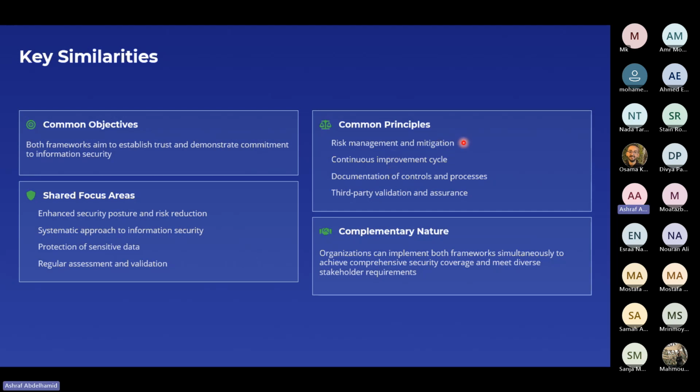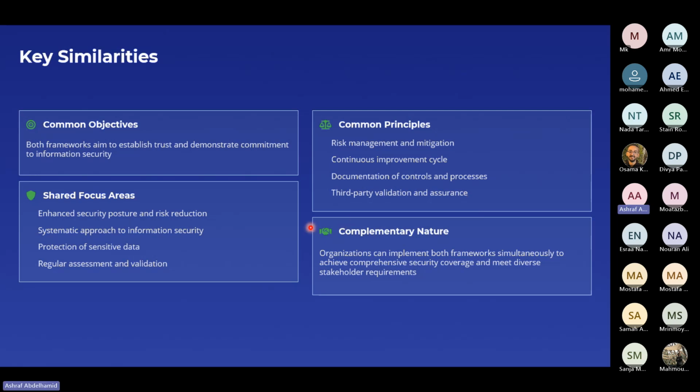Both of them adopt a risk management approach and mitigation, but of course ISO 27001 is more comprehensive in risk management and mitigation. Both also have a continuous improvement cycle, as we said, Plan, Do, Check, Act. They also share documentation of controls and processes, and third-party validation and assurance. But as we said, ISO 27001 is by a certification body, and SOC 2 is by a CPA.